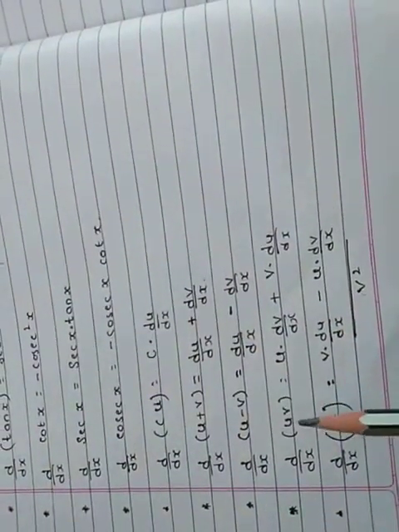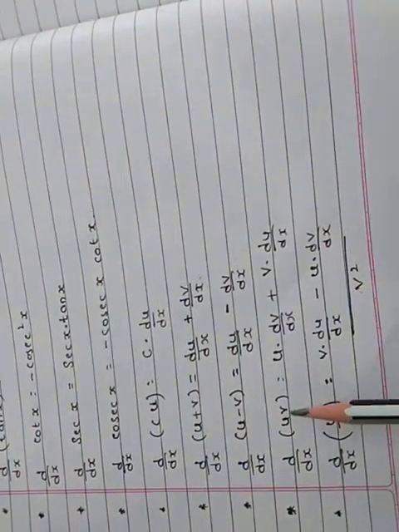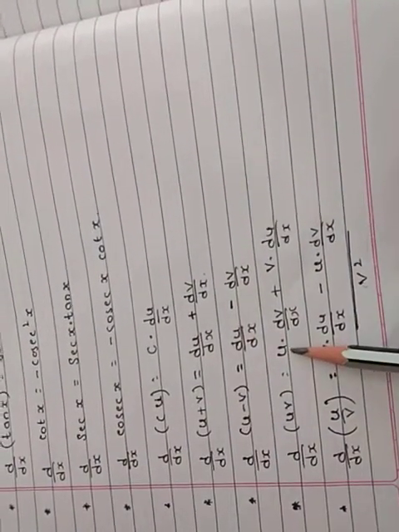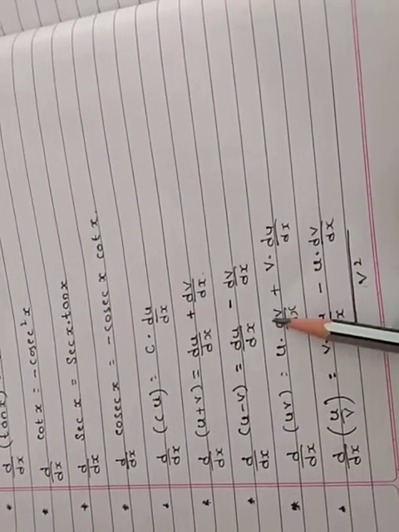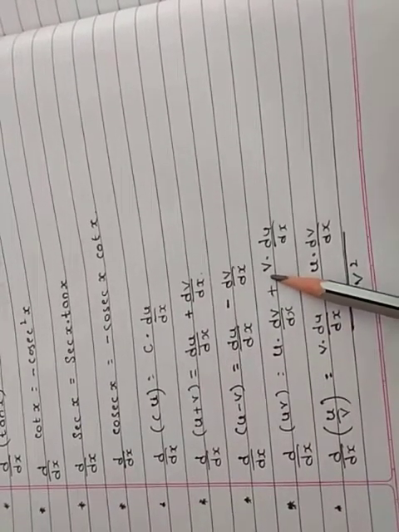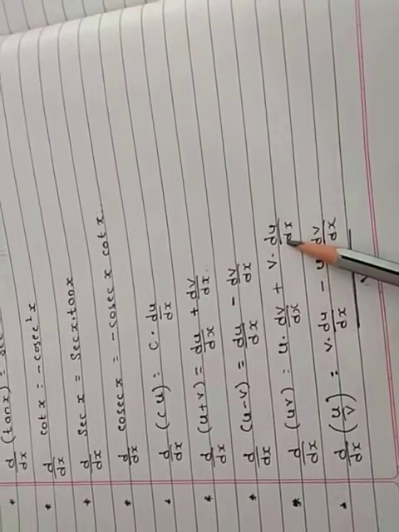So here we have the product rule. Product rule means d by dx of u into v: the first function as it is into dv by dx, plus the second function treated as constant, v into du by dx.